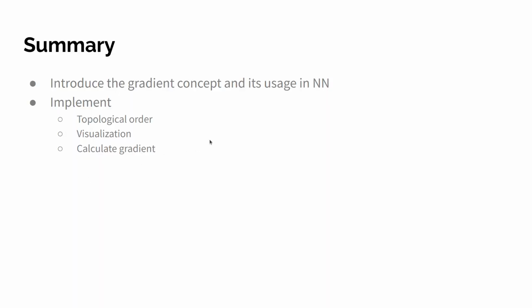So this concludes our session today. To summarize, today we introduced the concept of gradient and its usage in neural networks. Then we implemented several key functions, such as how to calculate the topological order given a computation graph, how to visualize it using the graphviz crate, and finally how to calculate the gradient of each node.